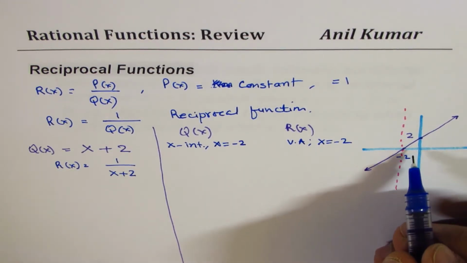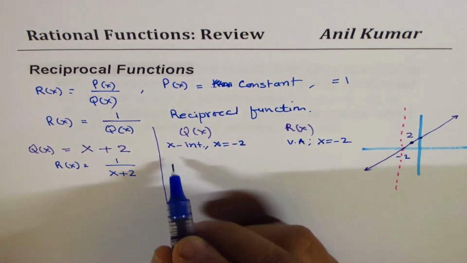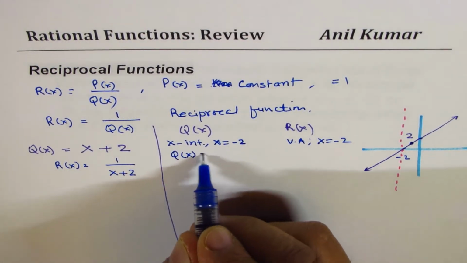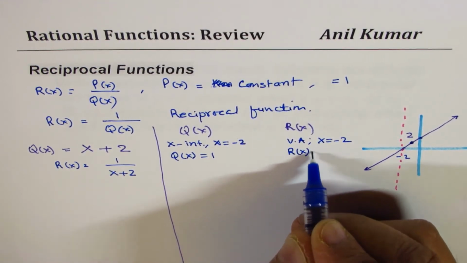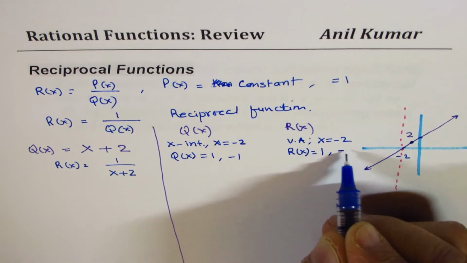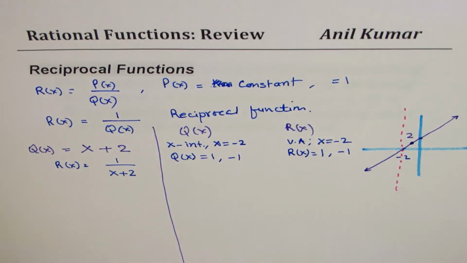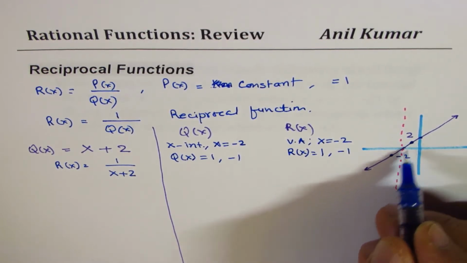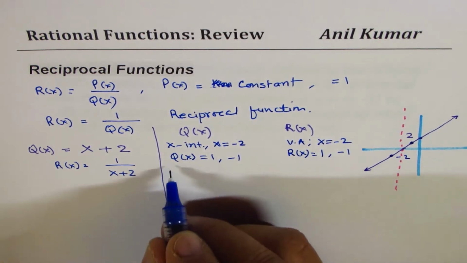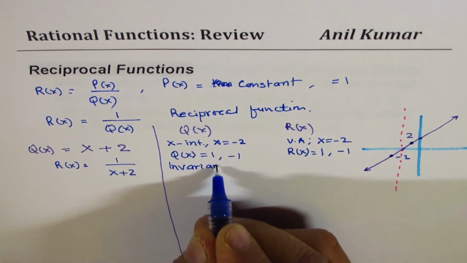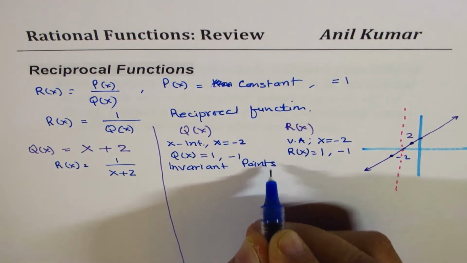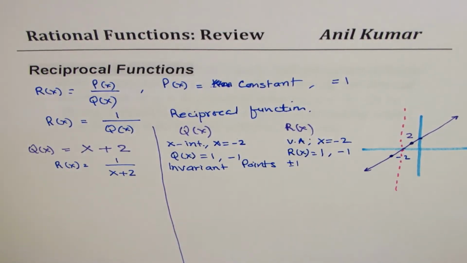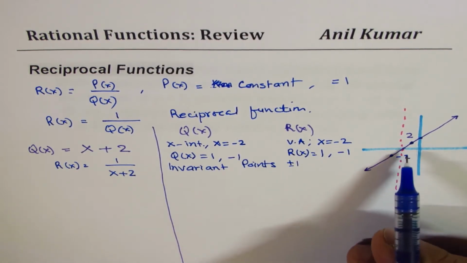Now, if on a line we have q of x equals 1, then r of x is also equal to 1. If it is minus 1, r of x is also minus 1, right? So the reciprocal of 1 and minus 1 is the same. So these 2 points will be common to both. We call them invariant points, wherever we have plus or minus 1. And they are excellent points to sketch a reciprocal function, and you'll soon learn all rational functions, correct? These are good points.